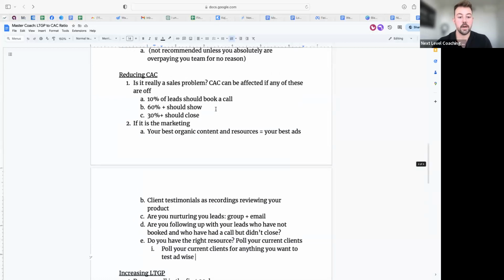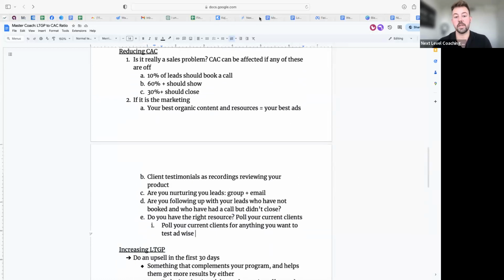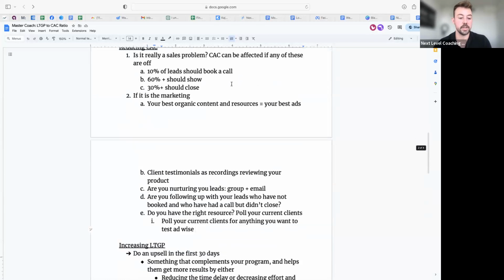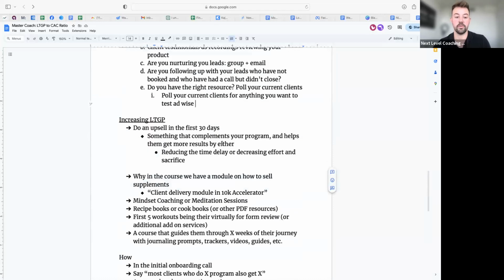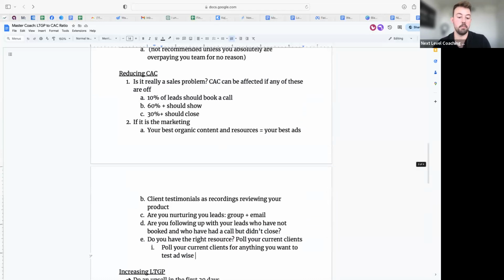All right, I'm going to pause there. So that was everything in terms of reducing cost of acquisition, if that was the challenge. We're going to get into increasing lifetime gross profit here, which I'm pumped for because a lot of this is new information. But let's go ahead and break this down. Does anybody have any questions on this specifically?